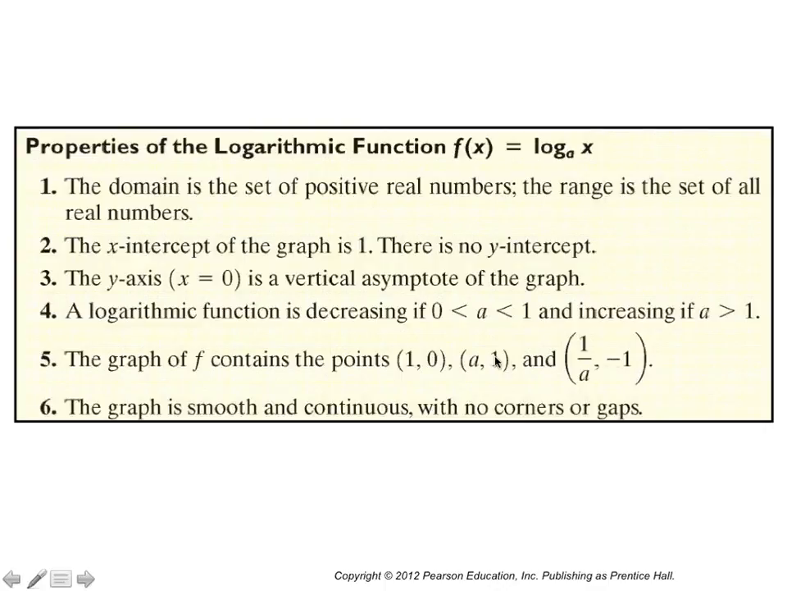Now, this is true if no shifting is done, but once we have some shifting, that's going to change where our graph might start, okay? And then the graph is also going to be smooth and continuous. It's not going to have any corners or gaps.